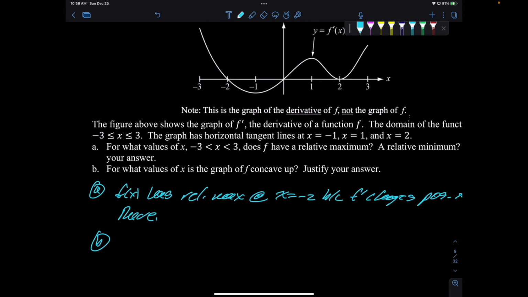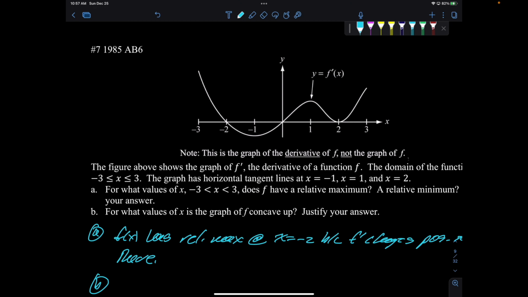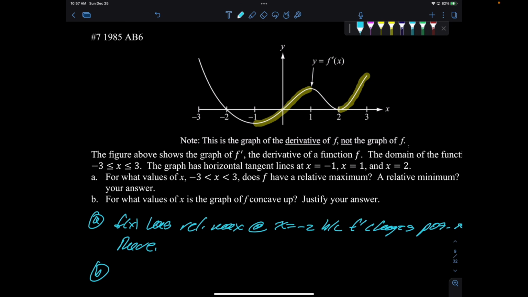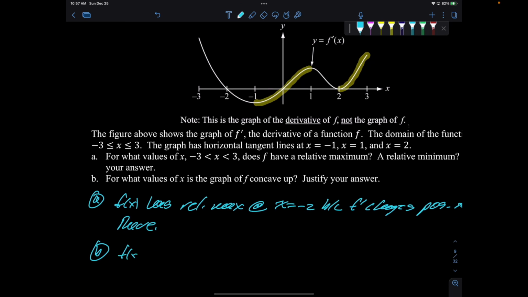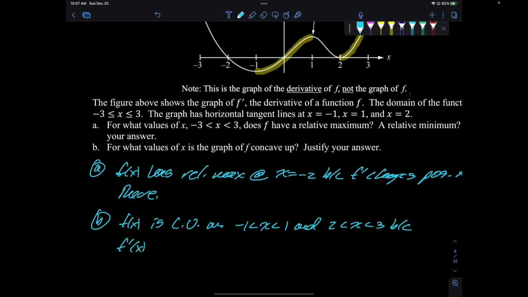B. For what values of x is the graph of f concave up? Justify your answer. So concave up would be where f prime is increasing, right? Because if f prime is increasing, f double prime is positive, which means f of x is concave up on -1 to 1 and 2 to 3 because f prime of x is increasing there.